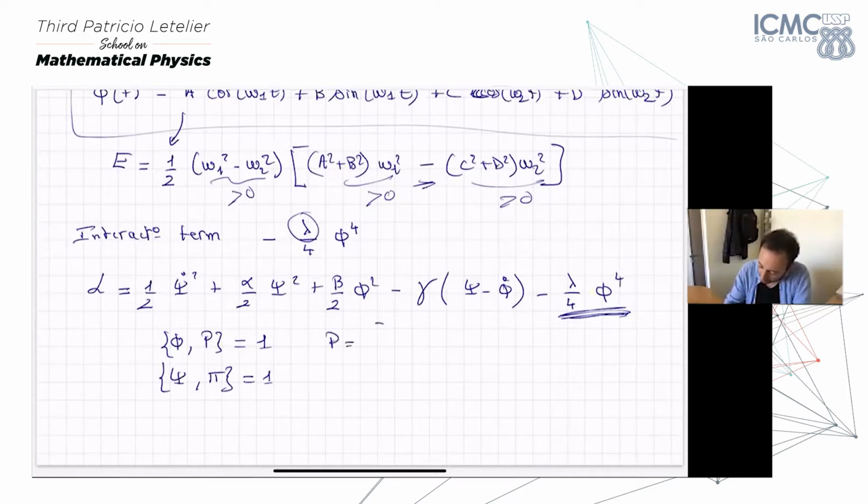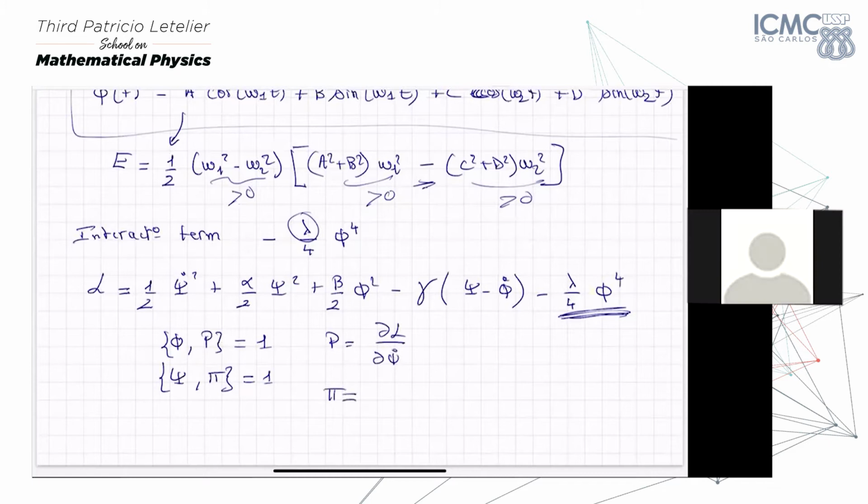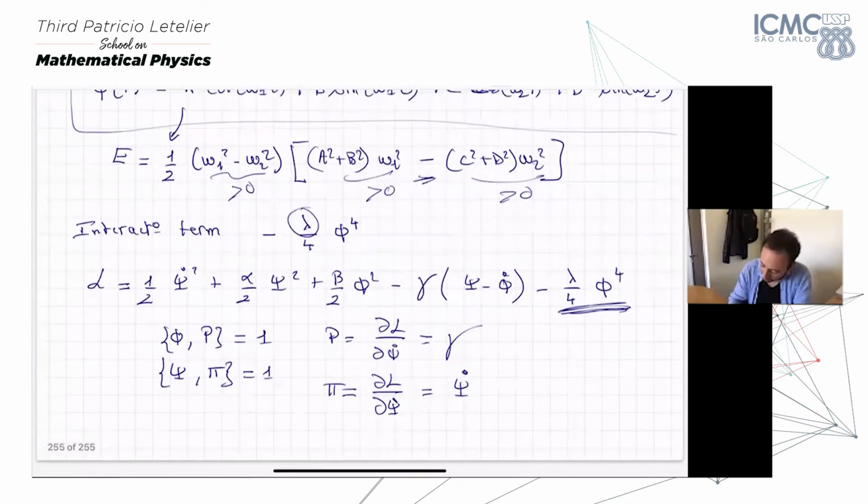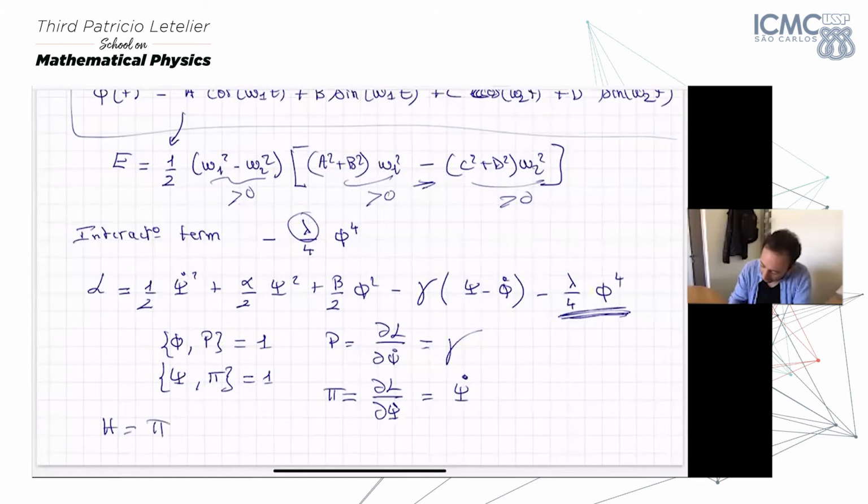The p is going to be the variation of the Lagrangian with respect to phi dot. The pi is the variation of the Lagrangian with respect to psi dot. Well, we can do this calculation. This is gamma and this is psi dot. Fine. So I can calculate the Hamiltonian. It's going to be pi psi dot plus p phi dot minus the Lagrangian.